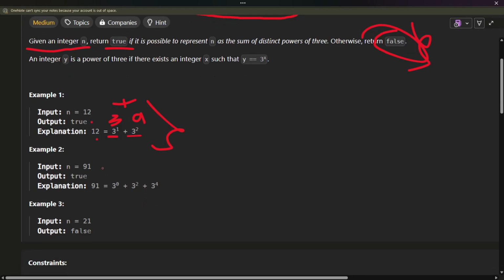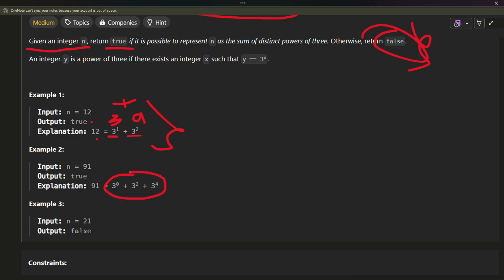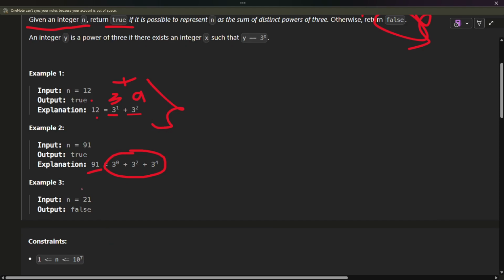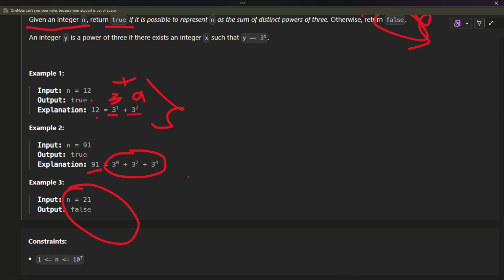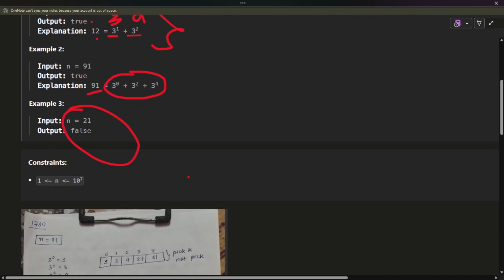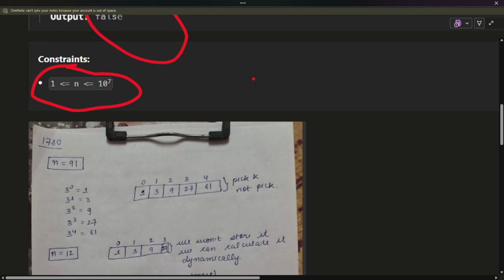Another example is 91. As we can see, 3 raised to power 0 plus 3 raised to power 2 plus 3 raised to power 4 equals 91. So the answer is true. In this case, it's false because there are no such powers of 3 which sum up to 21. Okay, so here are the constraints. So now let's see if we can solve it or not.